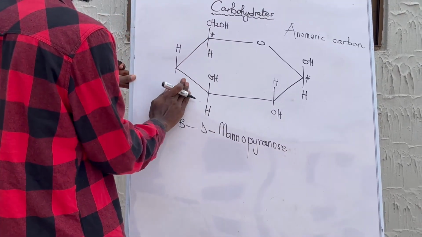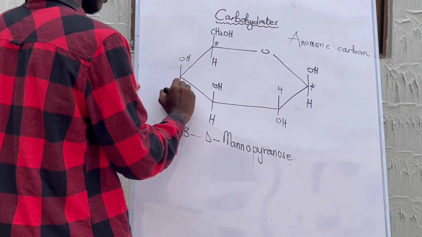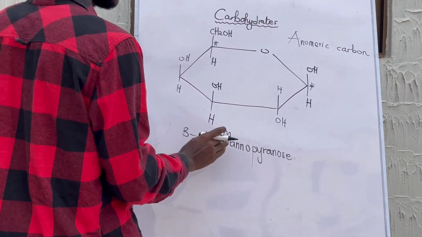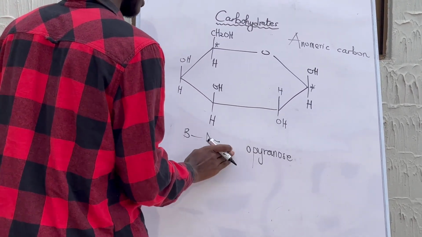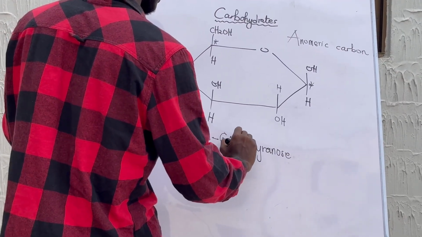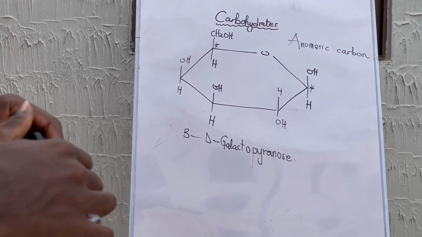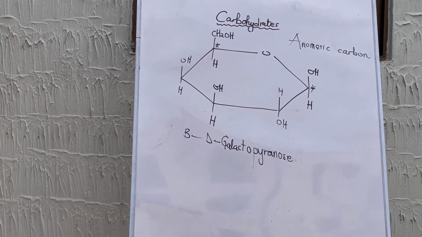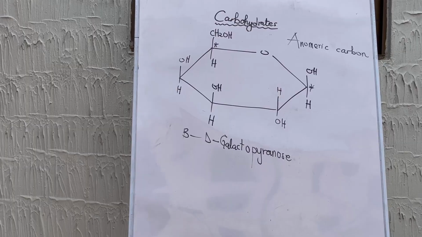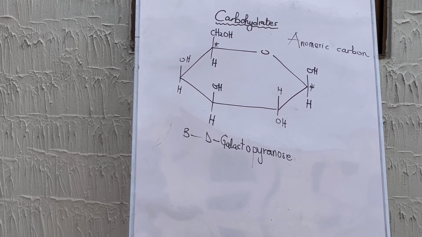Then if you have the same glucose, let's change it back to our glucose, but then on carbon 4 there's a change in configuration. Then this one becomes what? Galactose. So we are going to name this one galactopyranose. In our next meeting, we are going to talk more about how to name sugars like this. So just stay tuned and move along with us.